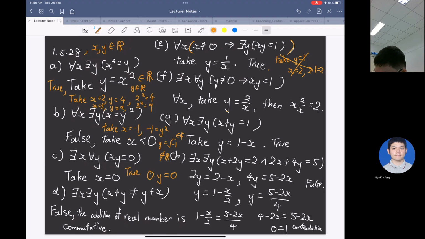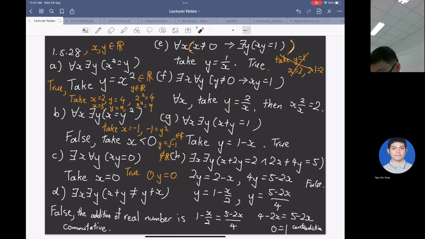Yeah, 1 over x, right? So if you give me an x which is not 0, then I give you a y which is 1 over x. Then we multiply together, we get 1. And also 1 over x is defined because x is not equal to 0. If it were 1 over 0, it would be undefined. Okay, so 1 over x works.